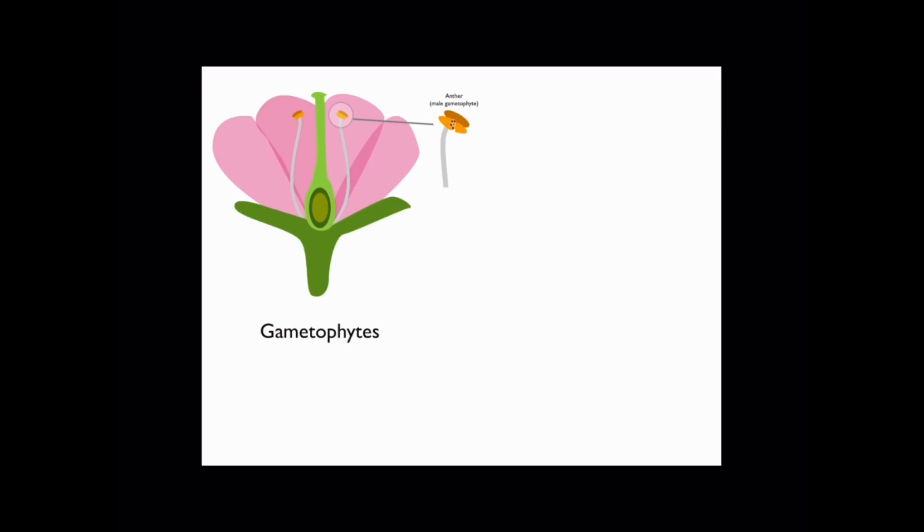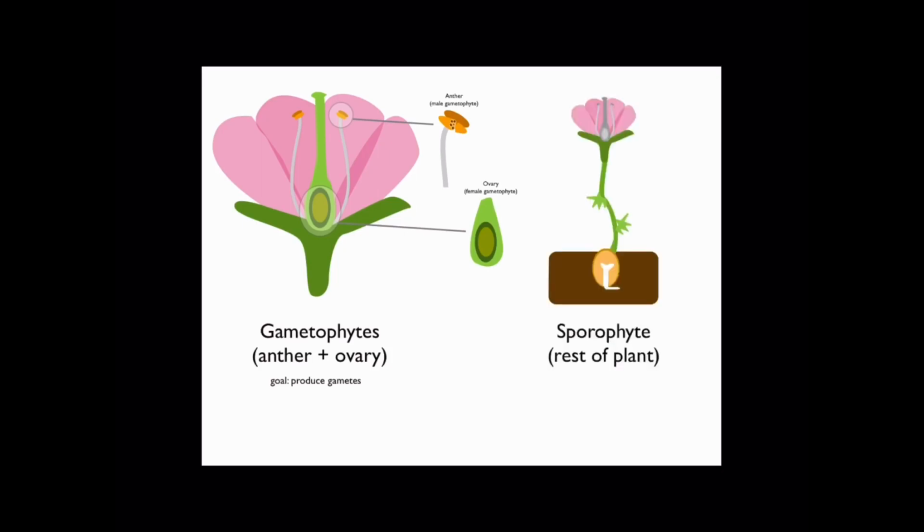The female gametophyte is found in this part of the plant, and is called the ovary. In summary, the gametophytes of the flower are the anther and the ovary, and their job is to produce gametes. The rest of the plant, or the plant in growth phase, is called the sporophyte. The sporophyte's job is to produce the anther and ovary so it can reproduce.